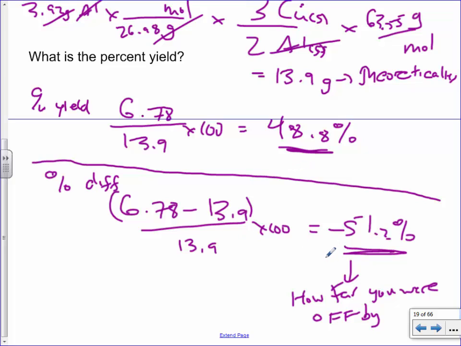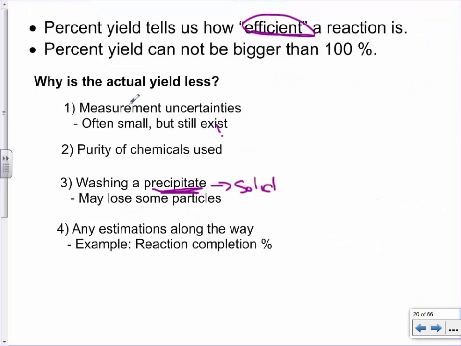Typically, whenever you do a lab, you should probably come in low compared to what you should get, because you're always going to lose something. And these are those reasons I gave here again. Usually you're going to have some sort of measurement problems. Whether you're measuring volume or pressure, like we did earlier, or measuring on a scale, there's always going to be a little error in measuring your numbers incorrectly.